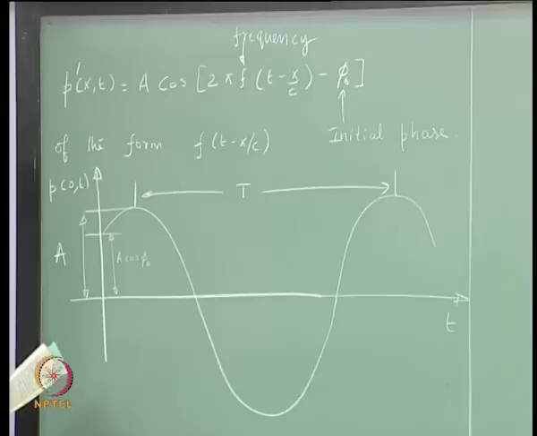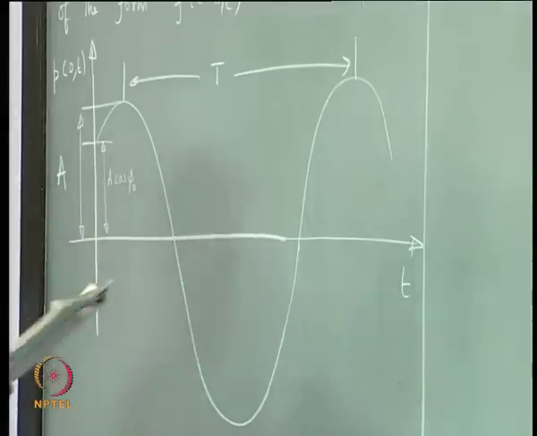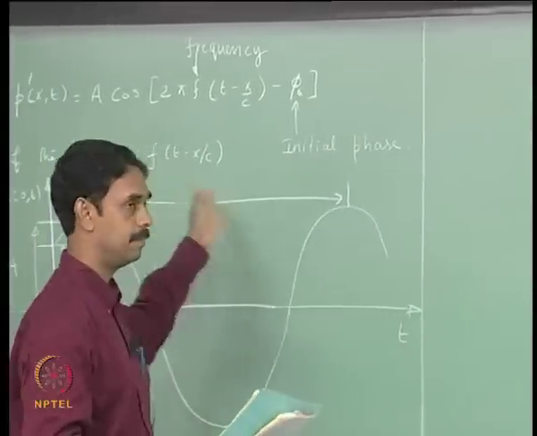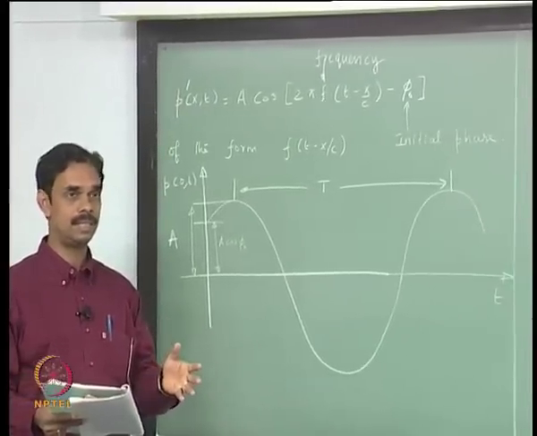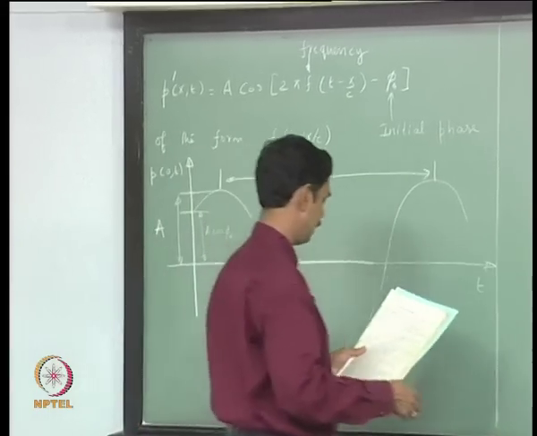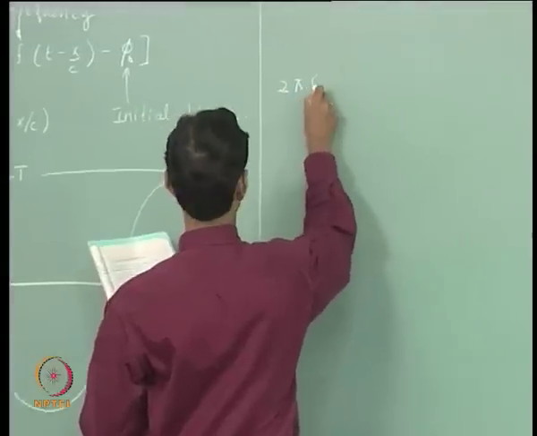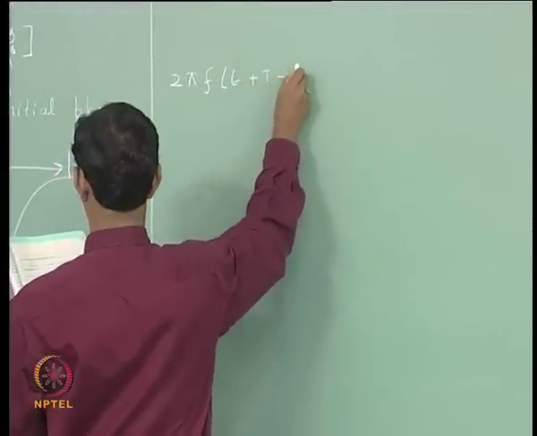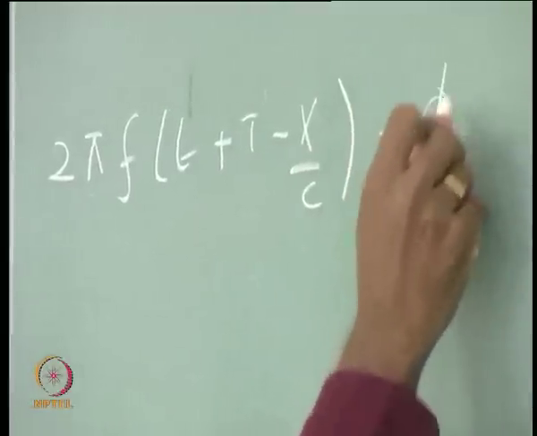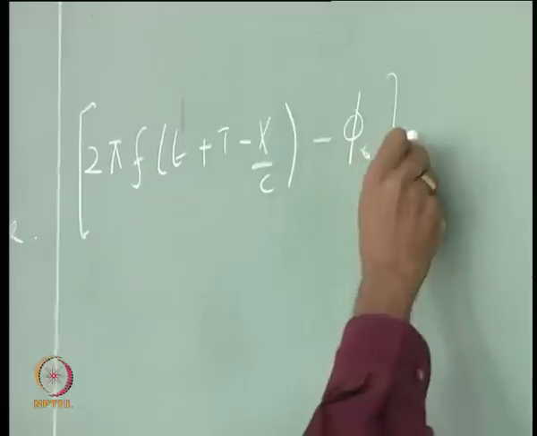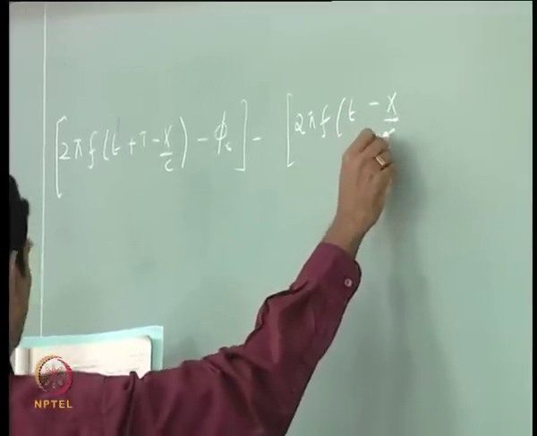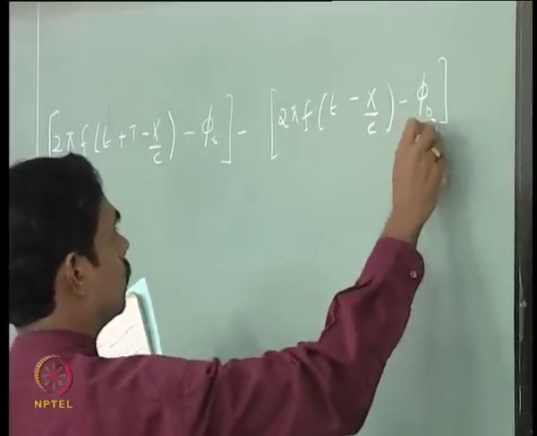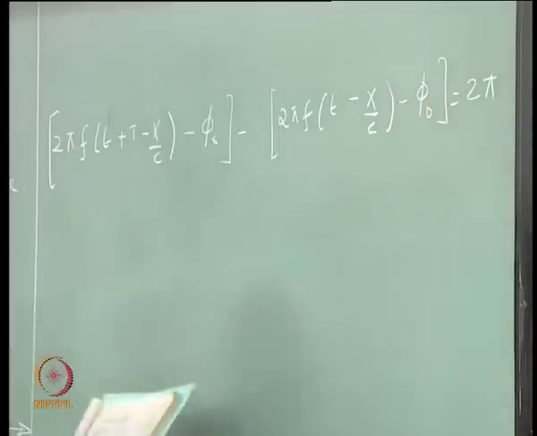With that, we can derive the relationship between time period T and frequency. If the wave repeats after every time interval T, your argument will actually change by 2 pi. You know, sine theta is the same as sine theta plus 2 pi. So we use that: this is after a time interval T, minus what was there at the original time. If the wave is periodic, we will get a phase difference of 2 pi.